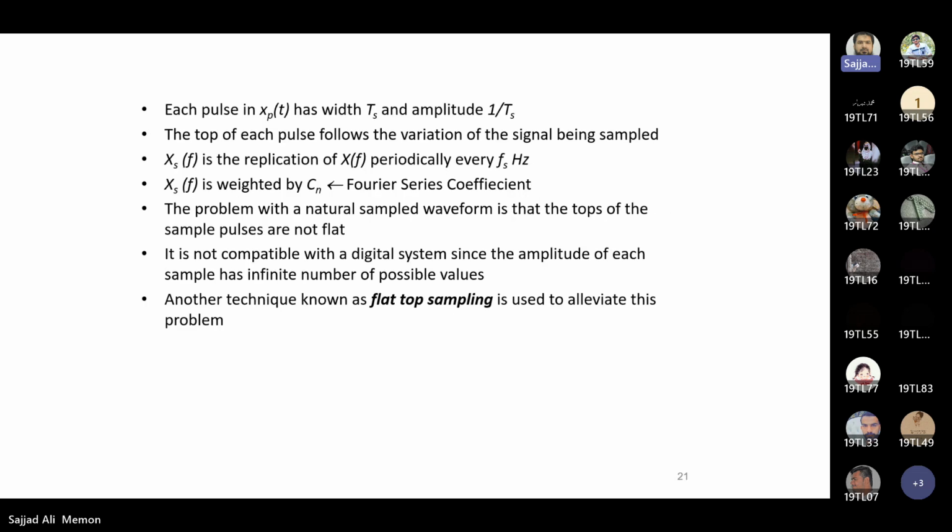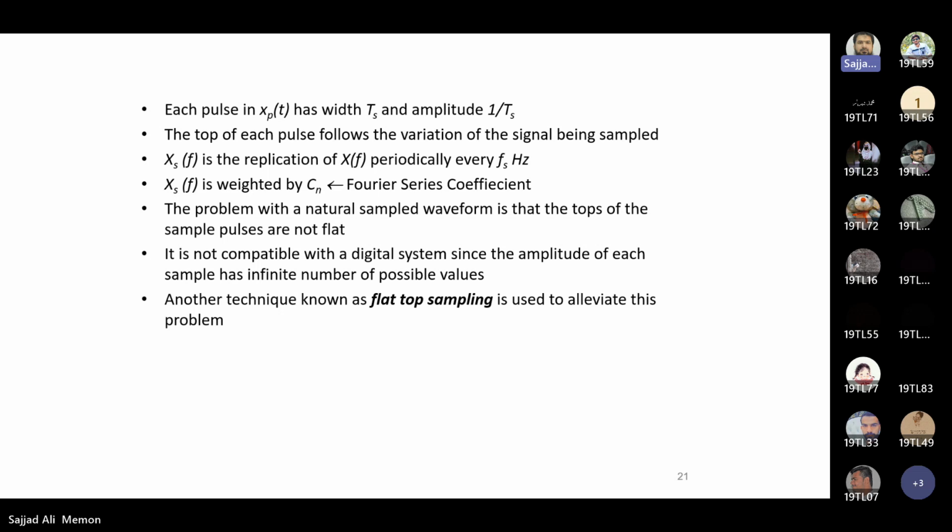Each pulse in x of p of t has width T of s and amplitude 1 over T of s. The top of each pulse follows the variation of the signal being sampled, and X of s of f is the replication of X of f periodically for every f of s hertz, and it's weighted by C of n, that is the Fourier series coefficient.